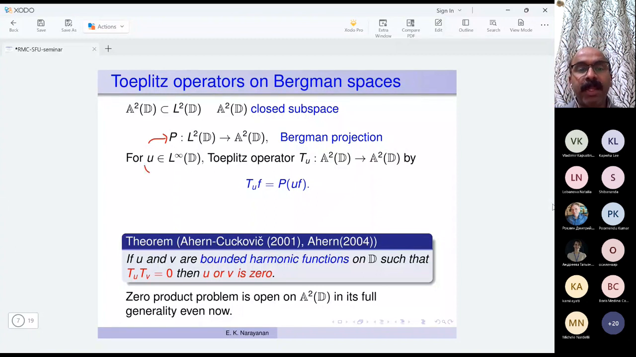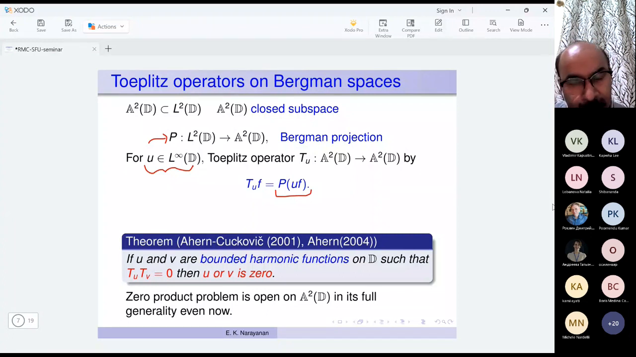And you take any function in L infinity of D, the unit disk, then it defines a bounded operator on L2, and then you project it, right? So you project it to the holomorphic subspace, which is a closed subspace of L2(D), and you have the Toeplitz operator. And then you can ask the same question.